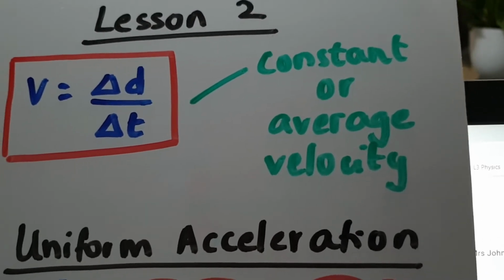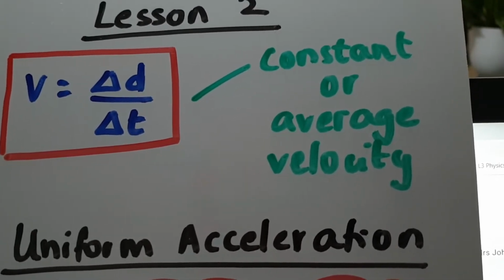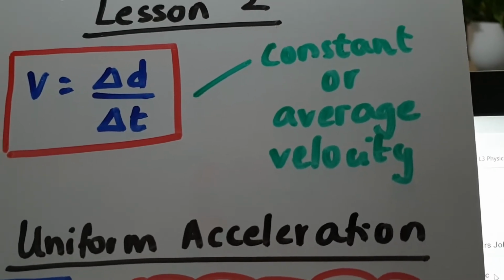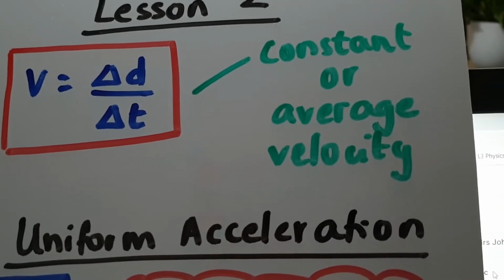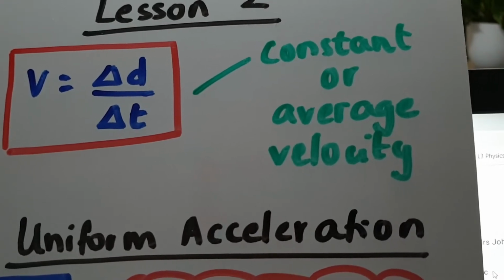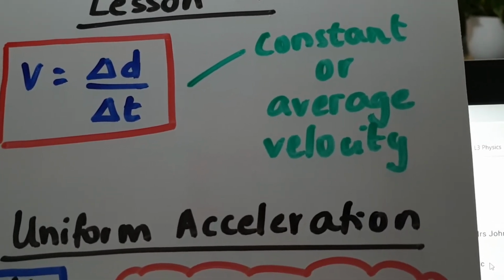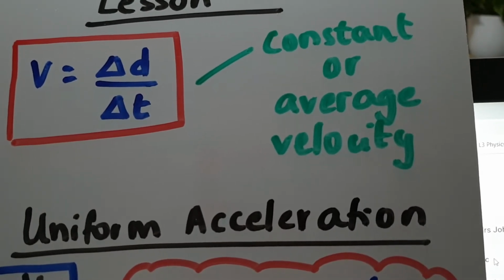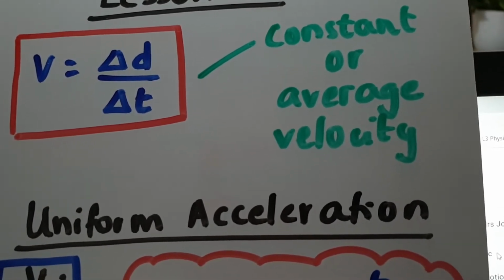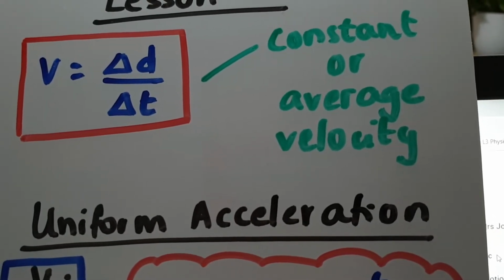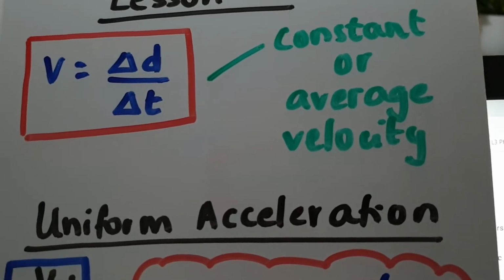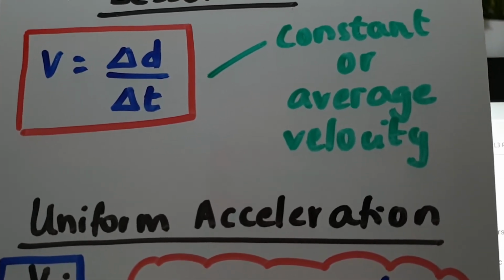Now the equation that you're familiar with for speed is equal to distance over time. That equation can only be used if the object is moving with constant speed or constant velocity, and it can also be used for a whole journey where you have the total distance over total time or total displacement over total time to calculate average velocity. However, if the speed is changing, the object is accelerating.